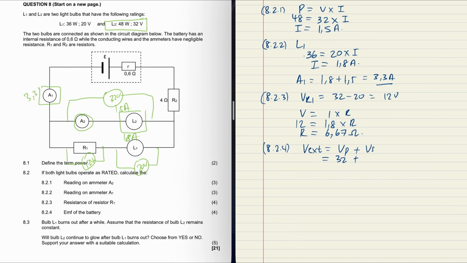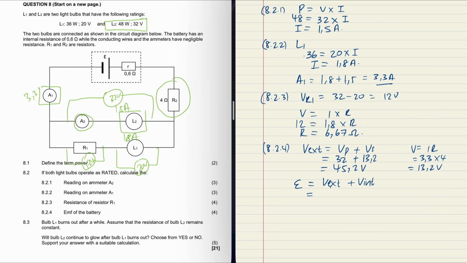So what I'll do first is look at this resistor. I know its resistance. I also know the current going through it, which is 3.3. I can work out the voltage. V is equal to IR, 3.3 multiplied by 4, and that's equal to 13.2 volts. So plus the 13.2 volts there, that's going to give me a V external of 45,2 volts.